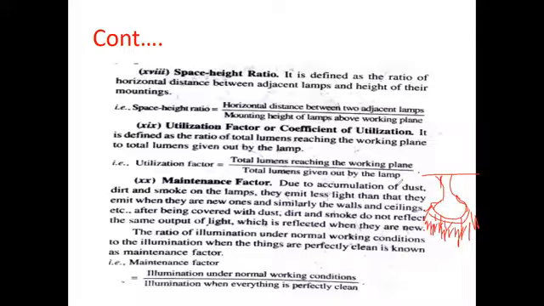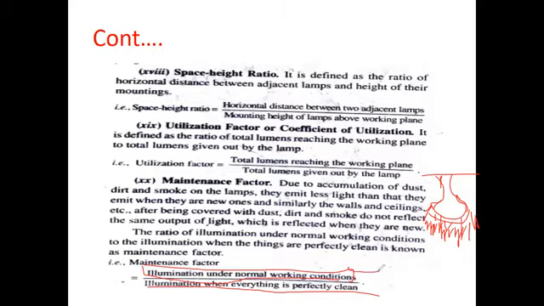Okay, so how is the maintenance factor defined? It is a ratio of the illumination under the normal working condition. Normal working condition means there may be dust, dirt on the surface of the lamp. Normal चल रहा है जैसे चल रहा है वैसे. To the illumination when everything is perfectly clean, when ceiling is clean, when wall is clean, and when lamp is clean. That is the ratio of illumination under normal working condition to illumination when everything is perfectly clean.